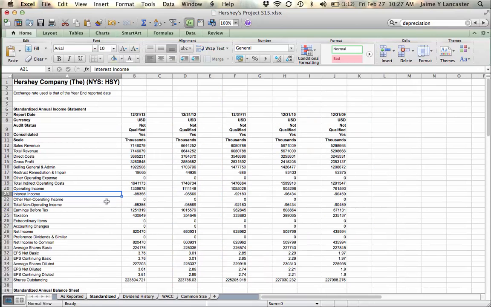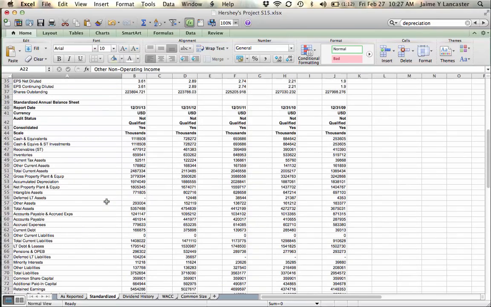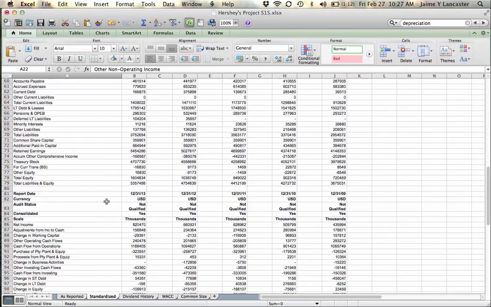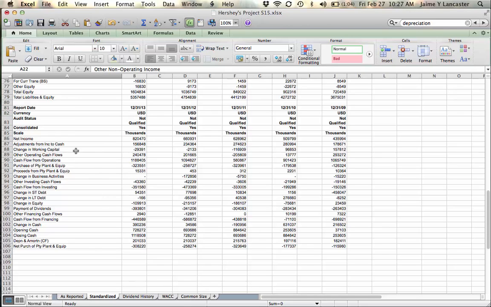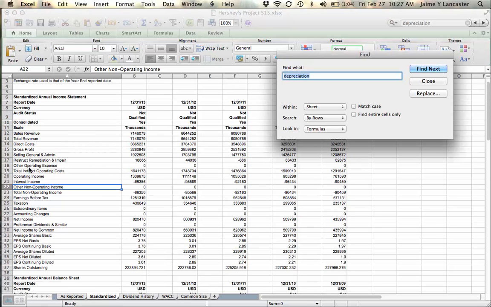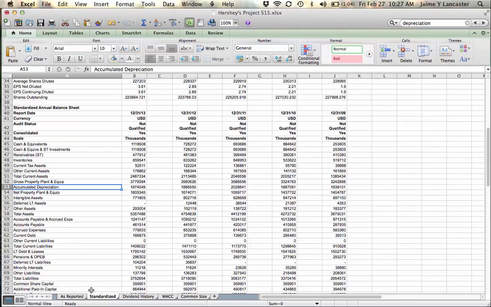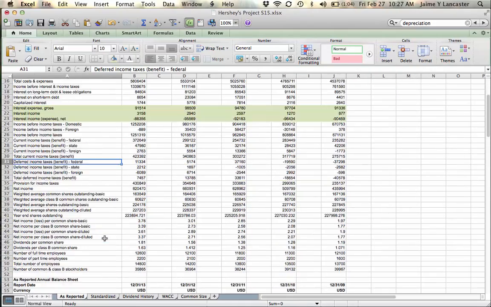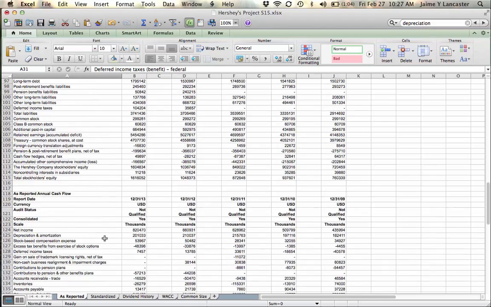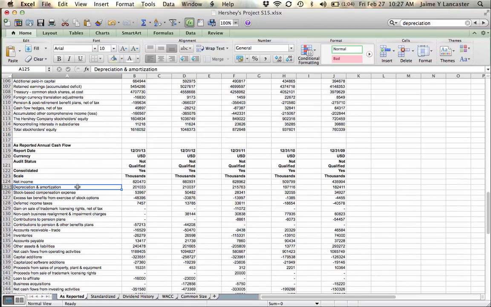So now we've got to go to our standardized statements and look for the statement of cash flows. And if we scroll down on the income statement, scroll down through the balance sheet, scroll down to the statement of cash flows, we can find our depreciation expense. Nope. Oh, is it only on the as reported statements? It is. As reported. Depreciation and amortization.